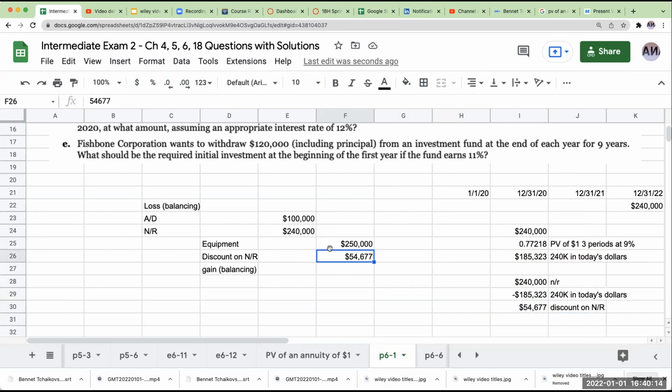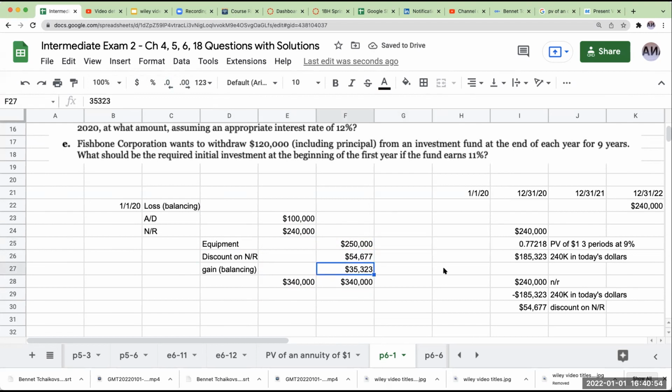So now that I've done this part over here, we have to ask ourselves the question: do we have a gain or a loss? This is why I love to use this equation for these types of problems, because it helps me figure it out. Over here, I've got 340 of debits, 304,677 of credits. What do I need to do to balance? I need 35,323. Whatever I need to do to balance, that is going to be my gain.